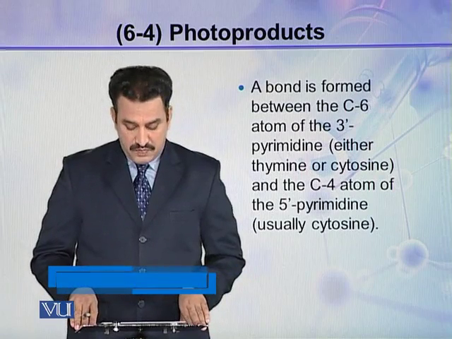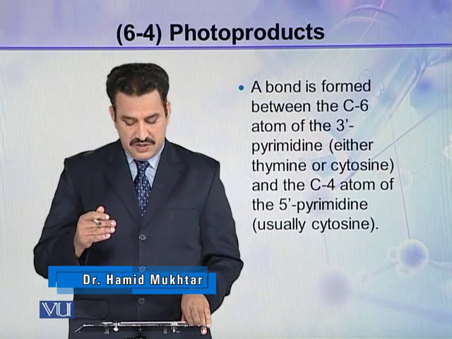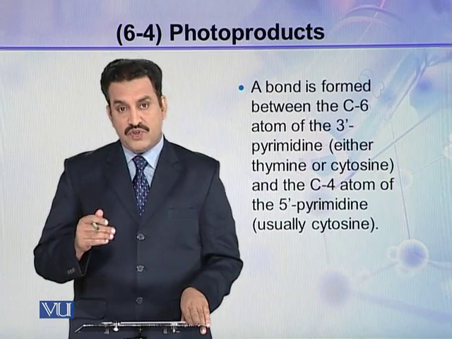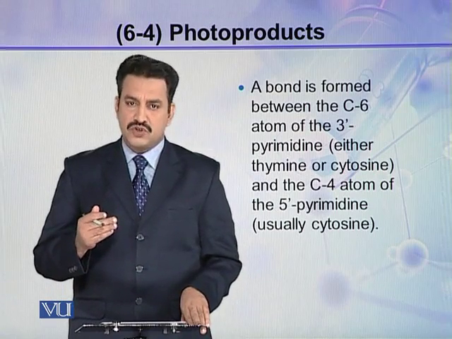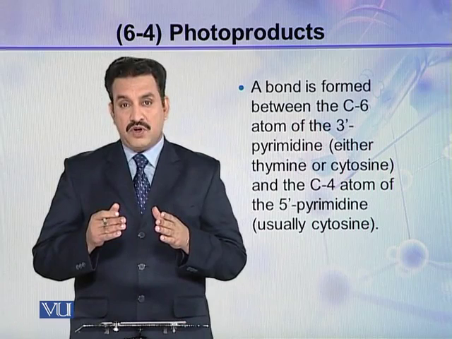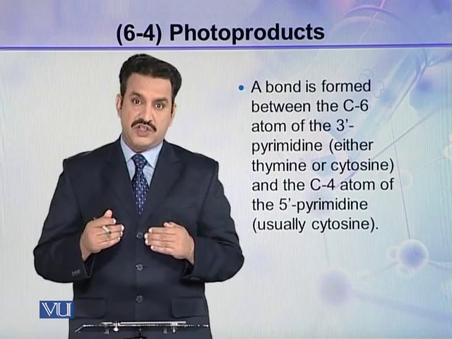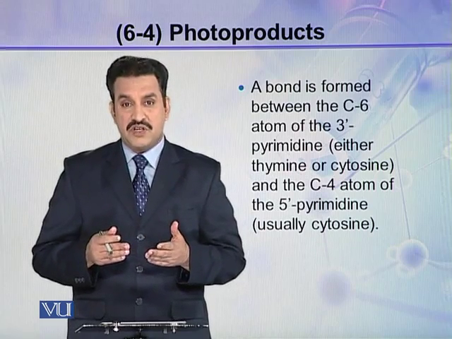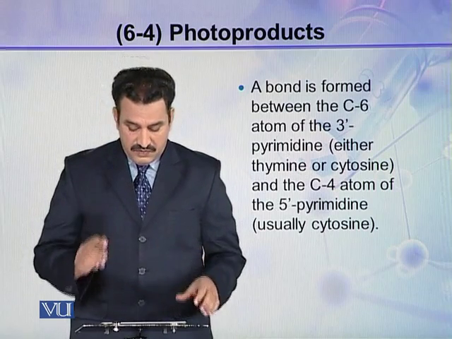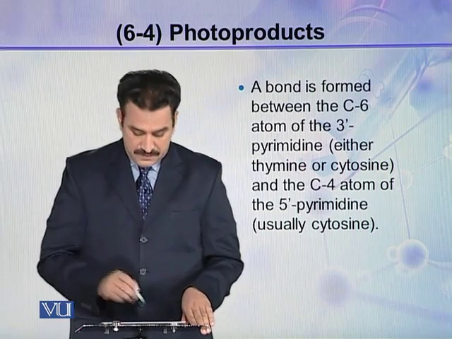A bond is formed between the C6 atom of the 3' pyrimidine, that may be thymine or cytosine, and the C4 atom of the 5' pyrimidine, which is usually cytosine. So see here, the bonds are not formed between C5 and C5, C6 and C6 as in CPD. But here this bond is formed between C4 and C6 of 2 pyrimidines.